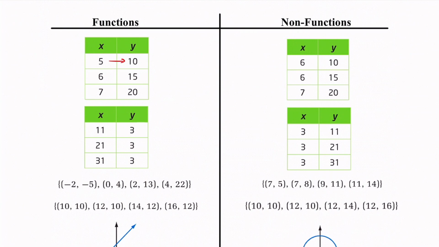If we look at the ones on the left first for the table, we can see that 5 goes with 10, 6 goes with 15, 7 goes with 20. So each of those had exactly one output. There was only one thing that went with it.